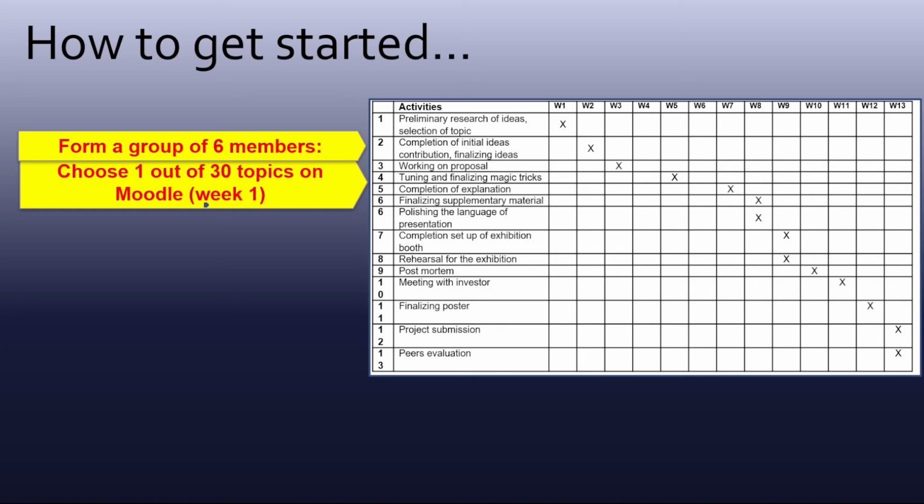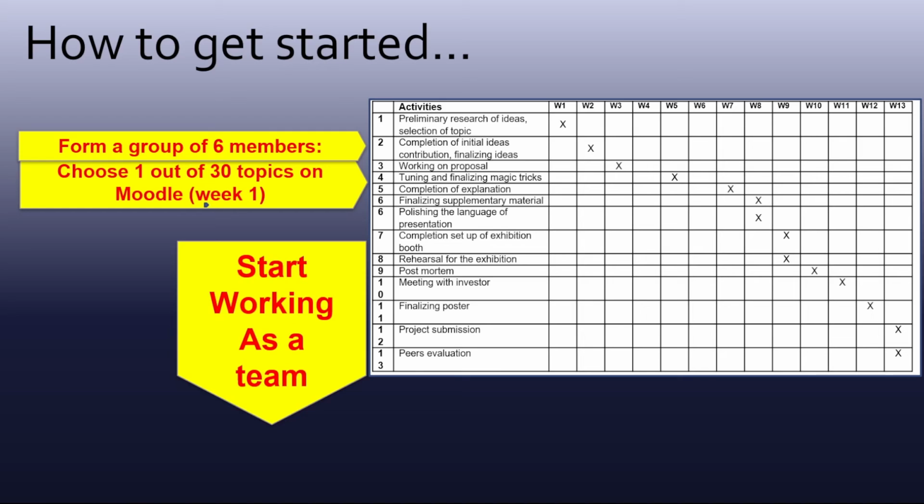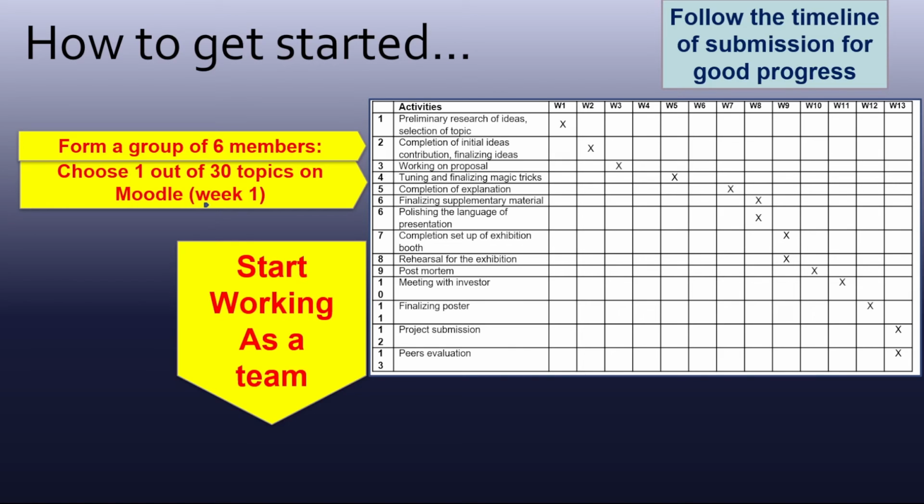So once you have confirmed your team members, then you can choose the topic on Moodle. Alright, then start to work as a team. There are a few submissions that you need to do, tentatively on week 4, week 7, and week 10. I will inform you also when the time is nearer.